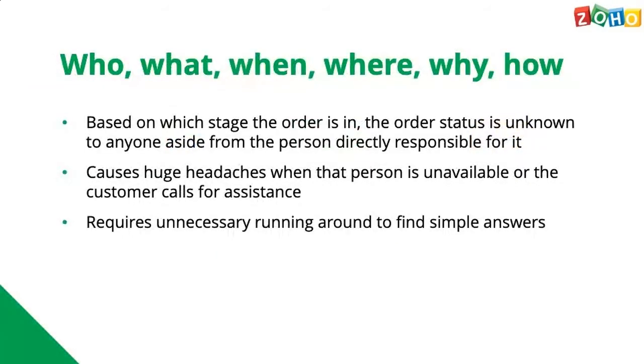So we're almost done with this portion. But these are some of the questions that I have in mind. Based on what stage the order is in, let's say the order status is unknown to anyone aside from the person who's handling it. This is a really common one where everyone's following up with that one particular person saying, hey, where does this stand? Where do we go from here? And having all that information bottlenecked in one person makes this a lot harder when we're trying to figure out all these questions of who, what, when, where, why, or how. It can cause a bunch of headaches when that person's unavailable.